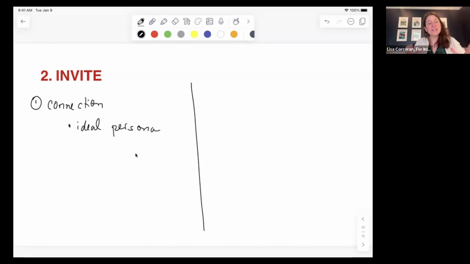But we can give this ideal persona and it really gets people thinking, oh, you know who that makes me think of? We can find more names if we're looking for names. We can find more names through association than we can just by asking an open-ended question.